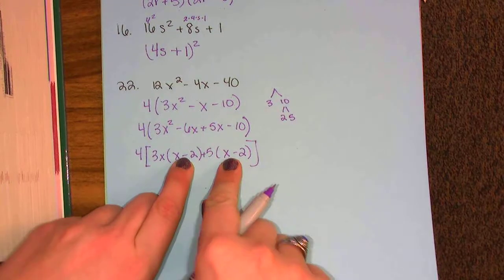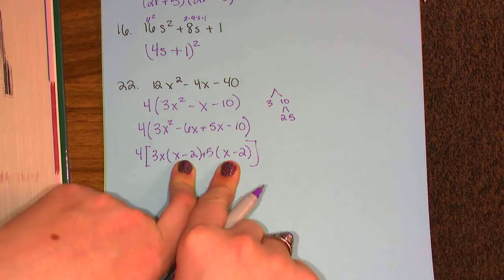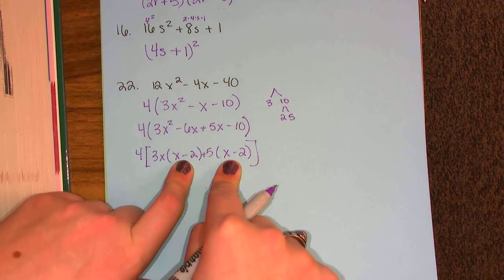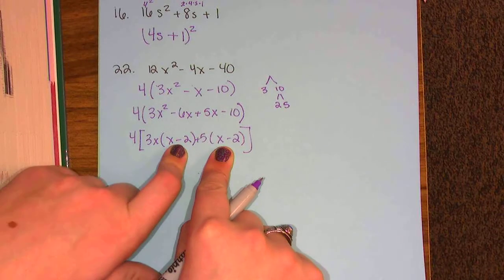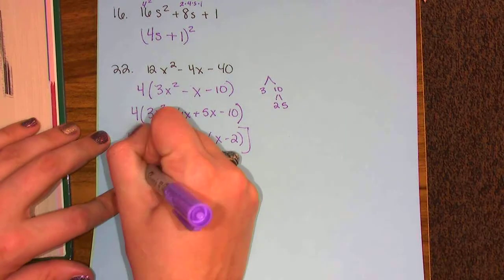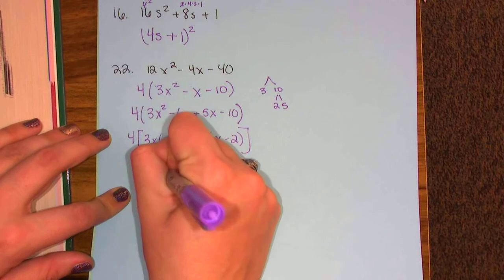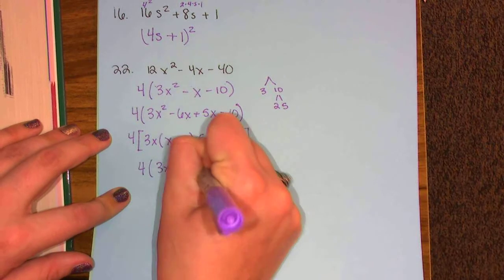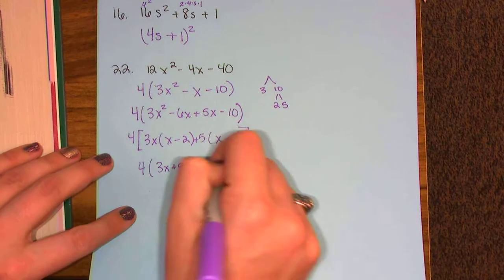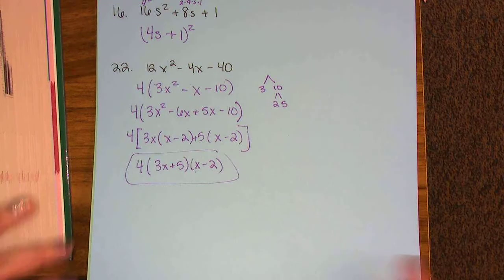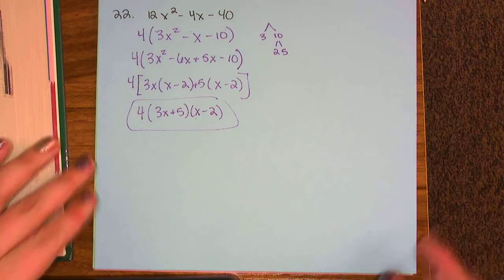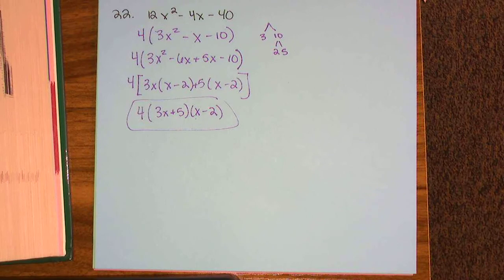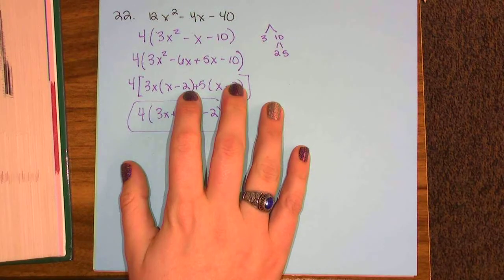Again, these still have to match. I'm going to say that over and over again, because a lot of times people end up not having these matching, and it doesn't work. So then I have 4 times 3x plus 5 times x minus 2. Okay. So basically with these ones, you're just looking for something you can pull out first.